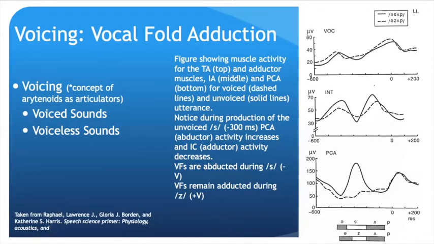So for the sup, the posterior cricoarytenoid, which is responsible for abducting the vocal folds, is very active during the s portion. Why? Because s is unvoiced. And so the PCA is active to pull the cords apart, to open the airway during the production of the s. However, the PCA is not very active during the zup because z is voiced. This just shows you how the muscle activation patterns and vocal fold adduction patterns differ for voiced and unvoiced consonants during speech.